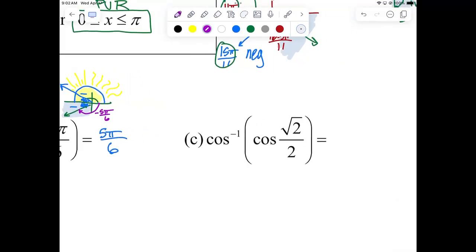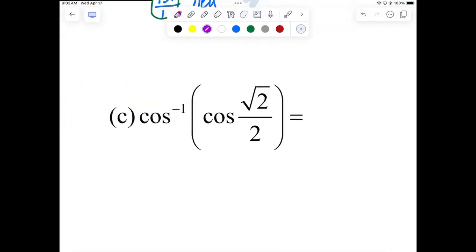All right, let's move on to this one. Inverse cosine of the square root of 2 over 2. This one's a little different now because we're starting with a ratio. Or is that an angle? I tried to trick you, but I can't trick y'all because y'all do y'all's homework.